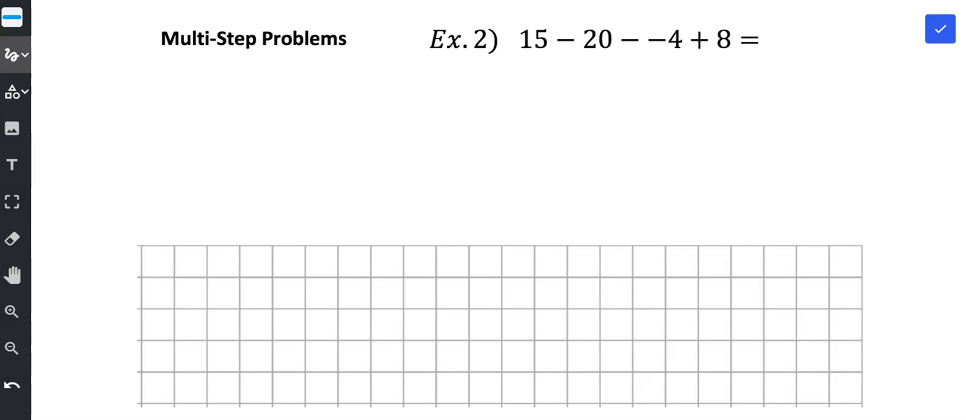Multi-step problem, example number 2. The first thing I want you to do is rewrite the problem with plenty of room so that you can change the subtraction to addition. And we are just going to complete this one step at a time.